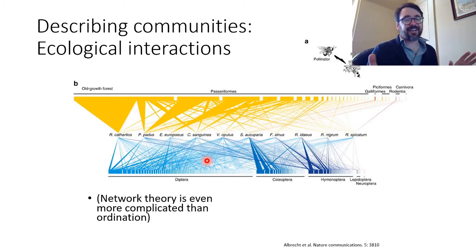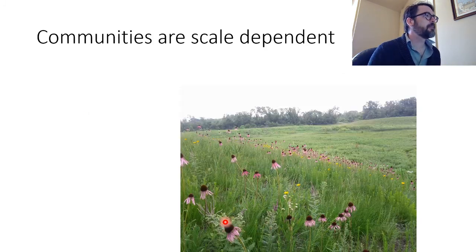Now, of course, a real community has many hundreds of dimensions that can get really, really crazy. So this is an actual network that someone described between many invertebrates and birds with plants in the middle. So this has a lot of information that is incredibly useful, but network theory is even more complicated than ordination, and I'm really not going to expect you to understand that. But just know that you can use network theory.